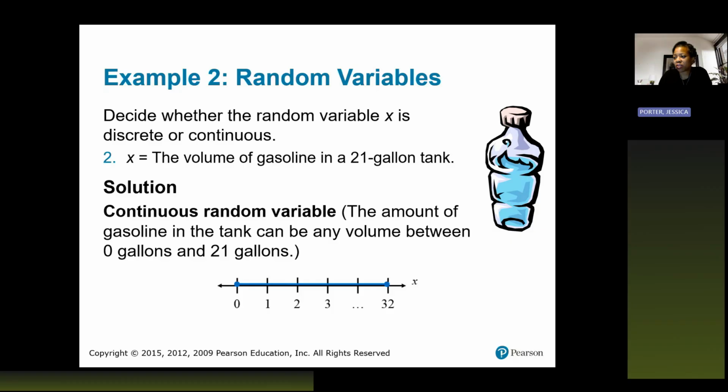And the next one is a random variable X that is the volume of gasoline in a 21-gallon tank. That is continuous because I gave you this example just a few seconds ago. You could have 36.8 gallons of gas, 36.853 gallons of gas. And sometimes we're looking at that gas meter and we're like, okay, when are you going to stop? Hurry up and fill up so I don't have to spend so much money. But that is on a continuum.